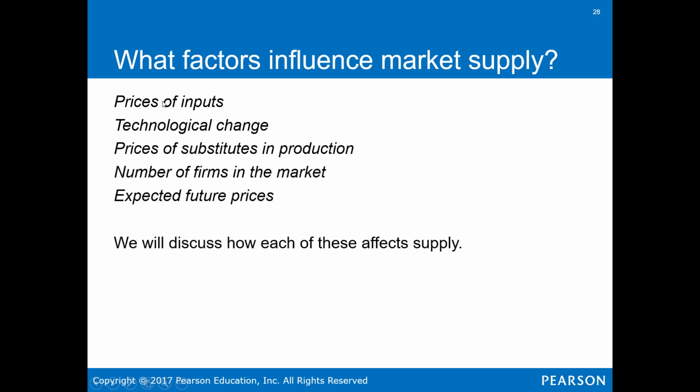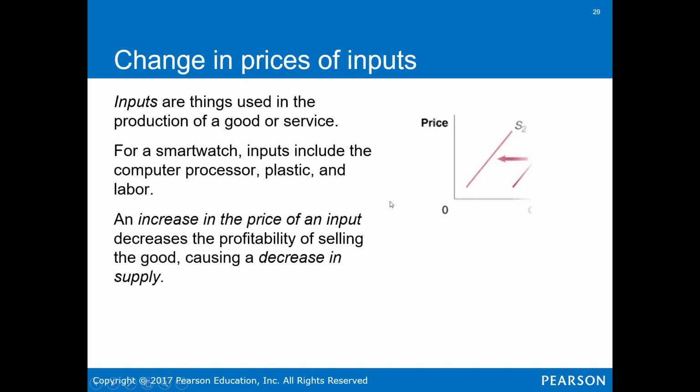So what are factors that influence the supply market? Price of inputs. These are things that we use to make the good. Technology change. Price of substitutions in production. Number of firms in the market and expected future prices. Inputs are the things used in the production of the good or service. For a smartwatch, input includes a computer processor, plastic, and labor.